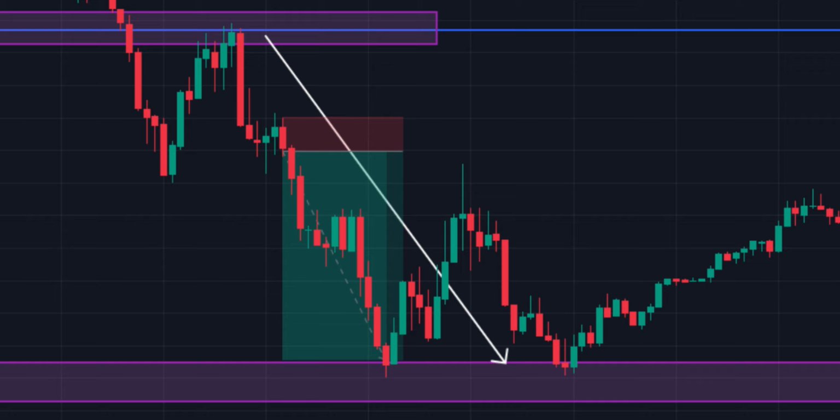So always remember, you should have the same bias. If you're trading on the 15-minute time frame, you should have the same bias from the 4-hour time frame. As you saw on the 4-hour time frame, we were trending down, as well as on the 1 hour, and now it was easy to spot this successful trade on the 15-minute time frame.